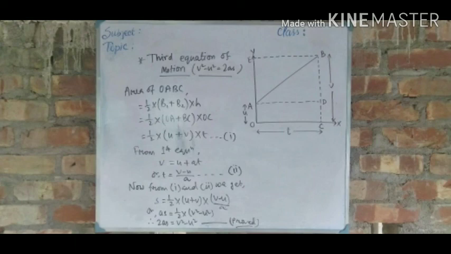Now from this first and second equation we can easily get s equal to half into u plus v into, instead of t we write v minus u by a. Now we just do the simple equation, and through it we easily get 2as equal to v square minus u square, and it is proved.